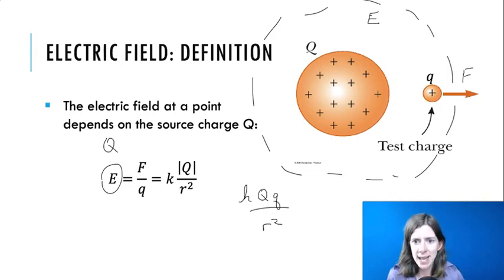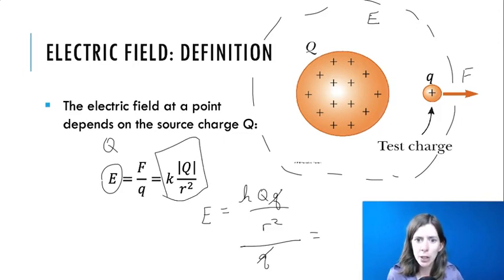So now if we say that the electric field produced by big Q is defined as this force divided by little q, then you can see that little q is canceling out, and we're left with K, big Q, over r squared. So this shows us that the electric field produced by big Q just depends on big Q and how far away you are from big Q, but it does not depend on little q.